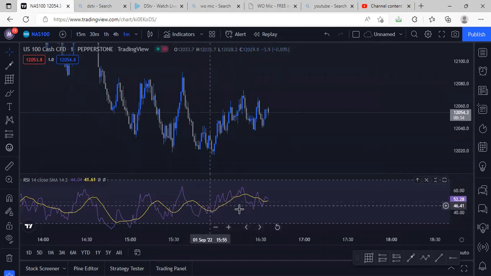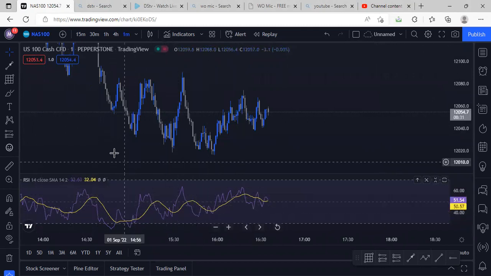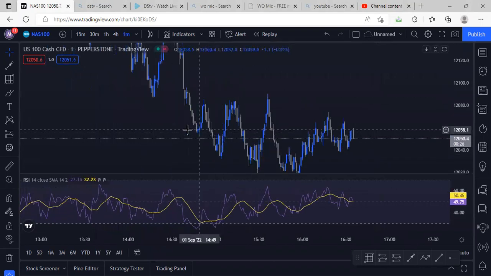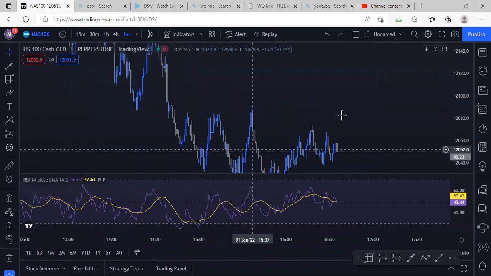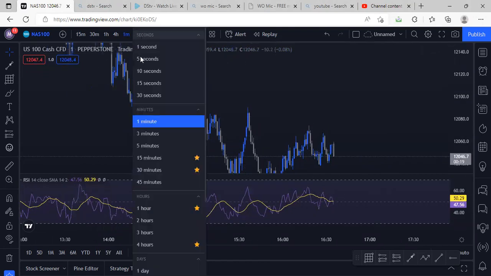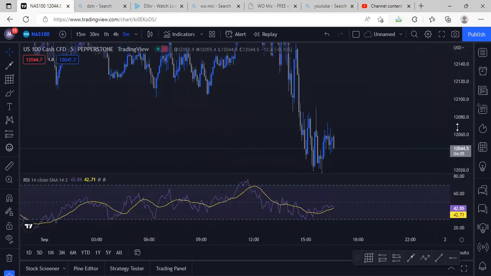I think the yellow line is the moving average, if I'm not mistaken. I'm not quite sure, but I think it works like a trend line, an RSI trend line sort of. So as you can see, we're on the 1 minute chart time frame. So what's best, before jumping into the 1 minute chart time frame, maybe go to M5.